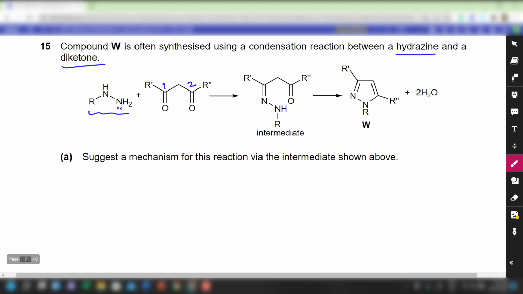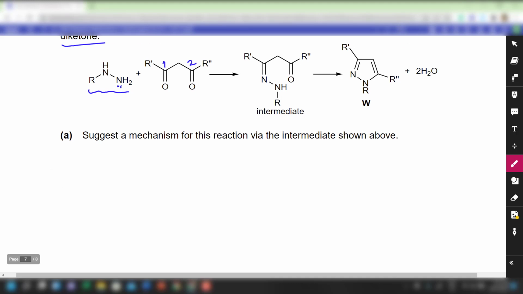Since the intermediate is already shown to you, you would expect to draw the mechanism by beginning with a nucleophilic attack onto carbonyl carbon 1, and then probably an elimination of a water molecule or something similar to give you the imine C=N double bond. Later on, in order to get W, it will probably be another elimination reaction. Something along those lines. So without further ado, I think we can begin by drawing the reaction mechanism.